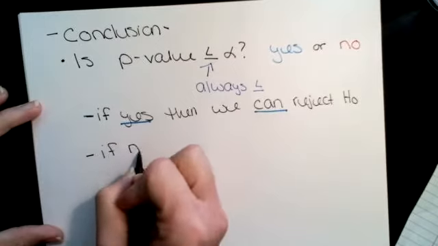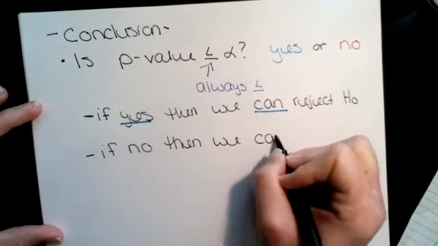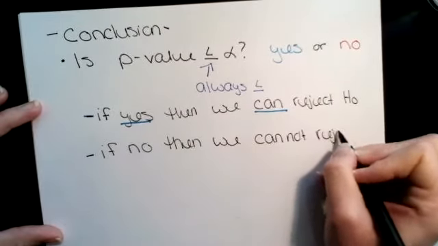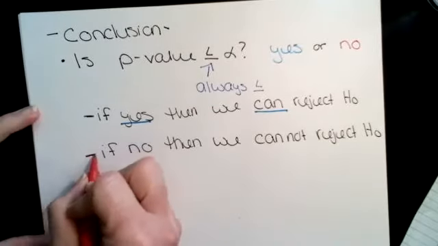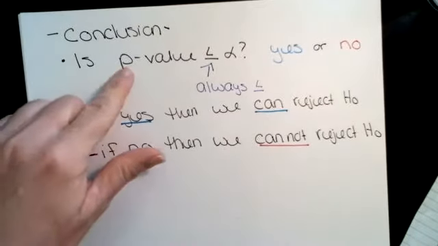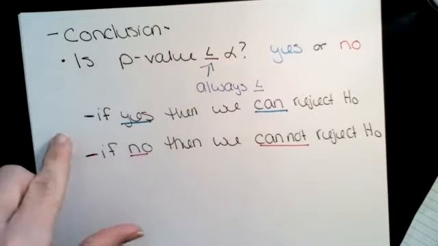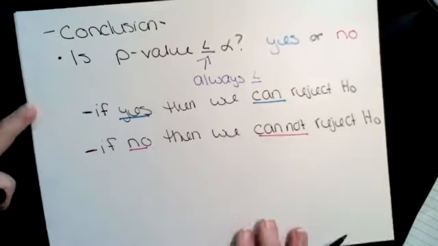Or if we answer no, then we cannot reject our null hypothesis. So if we answer no, we cannot reject the null. Meaning if our p-value is not smaller than alpha, we cannot say that the center is different. We're going to say, okay, well, I guess maybe I shouldn't be saying that the goal is true. So that's what we're looking at. So that's my first bullet point, okay?